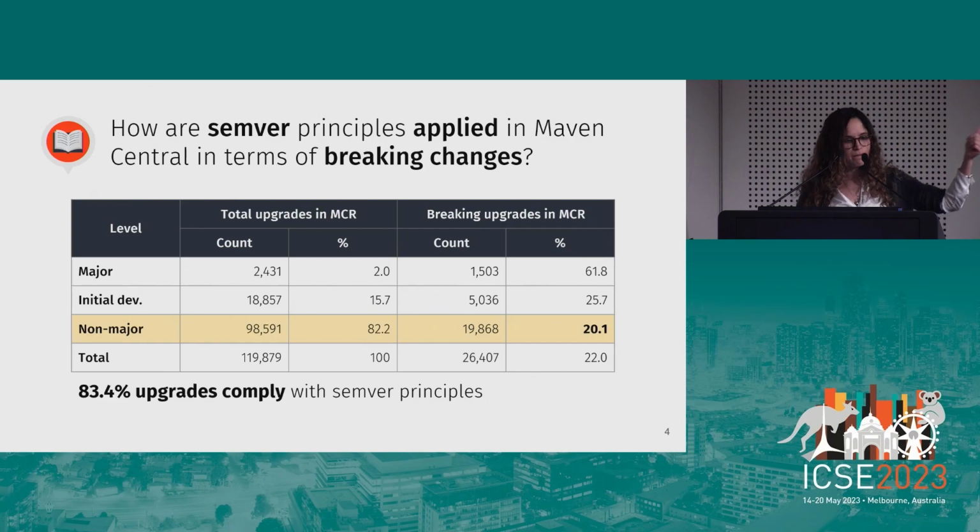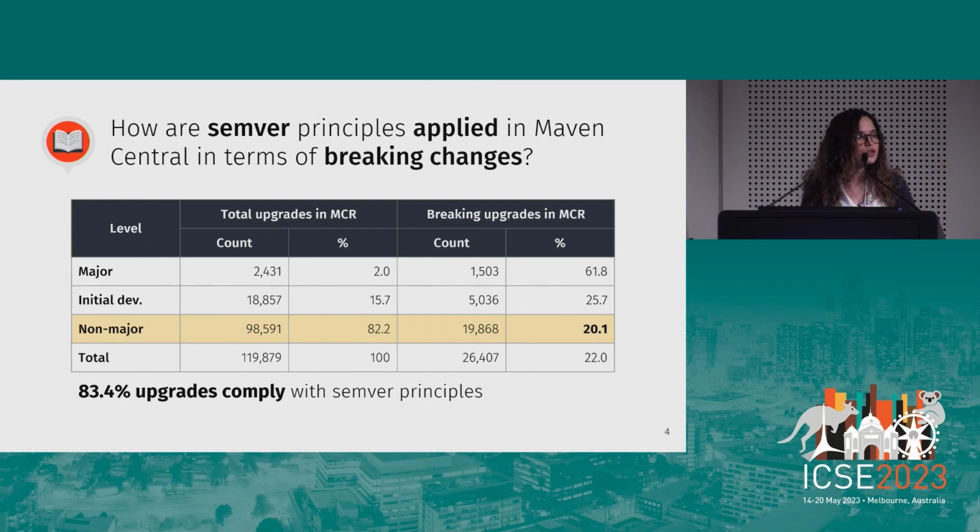And here you have major upgrades, and initial development upgrades, which are releases labeled with the 0 version at the beginning. They are also allowed to introduce breaking changes wherever and whenever they want. And then you have the non-major upgrades. These refer mostly to minor and patch releases. For the non-major upgrades, we know that, according to semantic versioning, we are not allowed to introduce breaking changes.